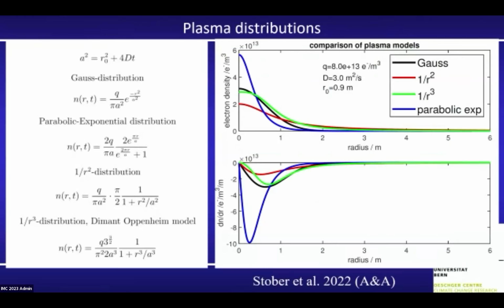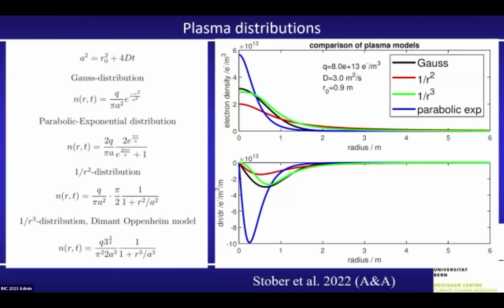We also need a plasma model, as we are not scattering off a metal sphere like from a solid target. We are actually scattering off a distribution. And these distributions can look quite different. The analytical solution for a cylindrical diffusion equation is given by a Gaussian function up here. And this is also the one on which all the results that I will show are based. It nicely resembles this model here, which is called the Dimant and Oppenheim model, which is also obtained from 3D plasma simulations on a supercomputer. And you see the differences are so small that it is reasonable to work with the analytical solution for the plasma.